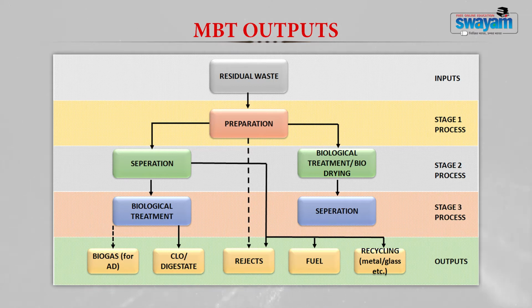If you talk about path 2, here without any segregation the waste is directly subjected to biological treatment. Once again, the biological treatment can be bio drying, anaerobic digestion or composting. Once the process is over, the residue that is left out or the compost that is produced will be subjected to segregation. After segregation, the residue is sent to the landfills and the separated recyclable materials will be sent to the respective recycling units for further processing.